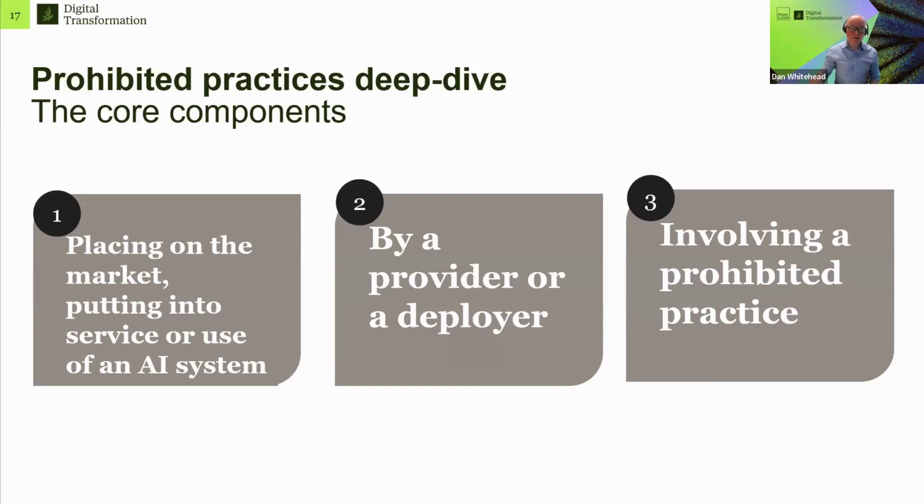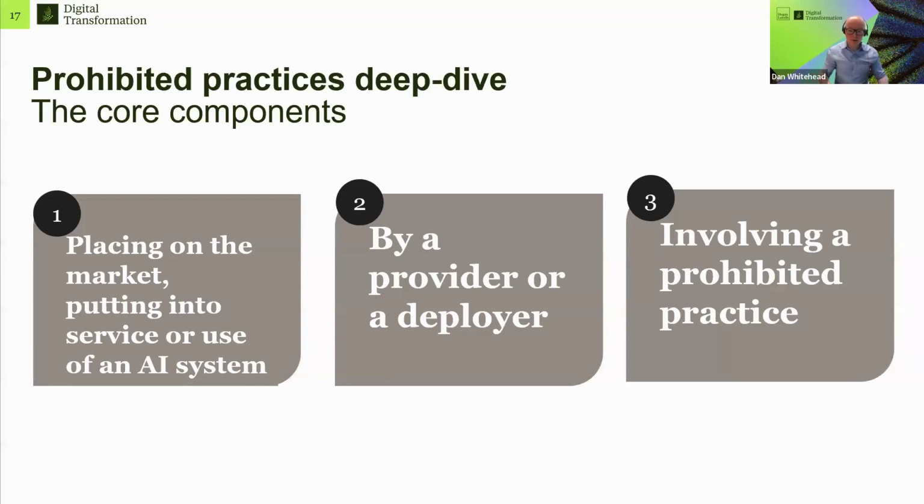So a provider is an organization that either placed on the market or puts into service the AI system. But in addition to being that organization, there's 2 other key components that need to be fulfilled. You need to be the company that's either developed the AI system or had it developed on your behalf. And it has to be placed on the market or put into service under your name or trademark. And then for a deployer, it's much more straightforward. It's essentially any organization that is operating an AI system under their own authority.